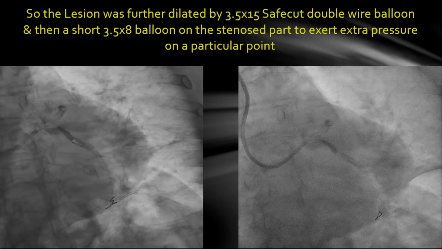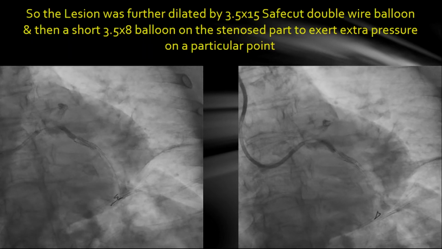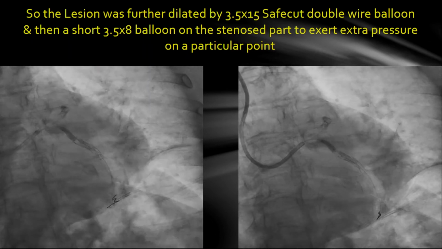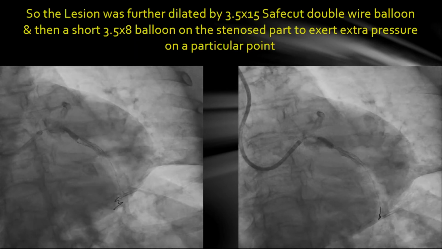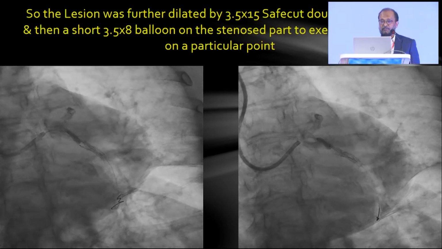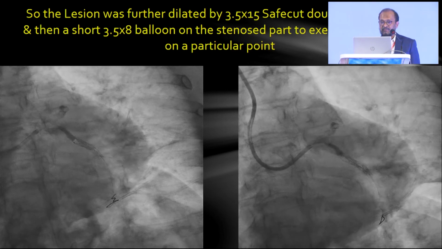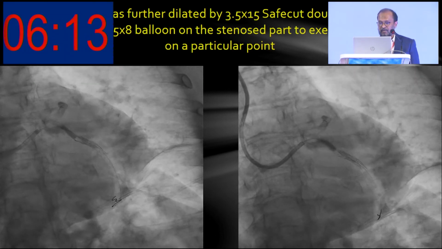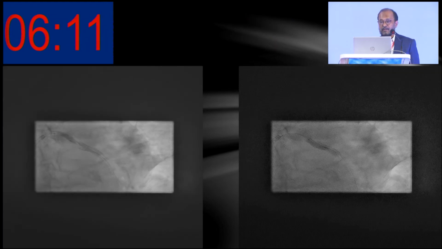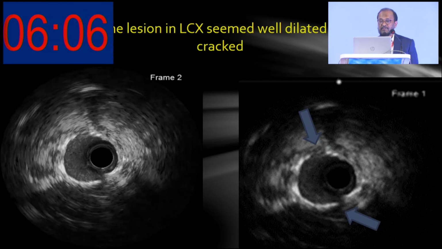So the lesion was further dilated with a 3.5 by 15 Safeguard double wire balloon. There are 2 wires and then a short 3.5 by 8 balloon on the most stenotic part, to create extra pressure on a particular part. Remember, before putting a stent in a calcified lesion, you must first prepare the bed. Then if you put in a stent, you can post dilate it. So you can see the lesion was well opened.